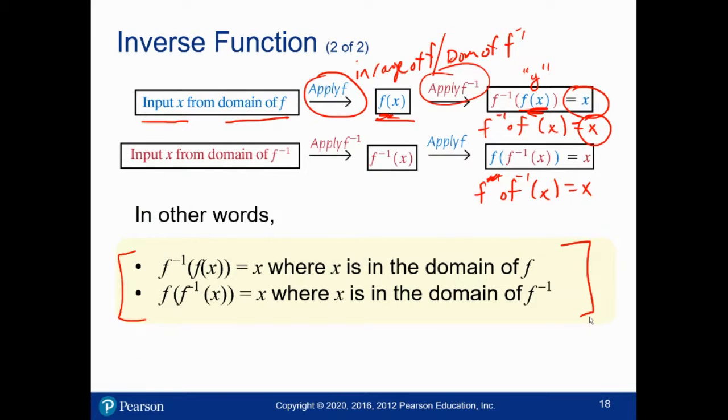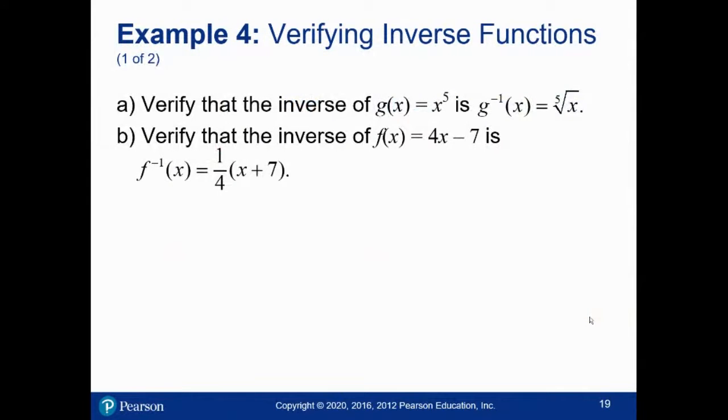Nothing happens. So let's do an example and verify that some things are inverse functions. In other words, compute g of g inverse and also compute g inverse of g, and what you should get is just x. And do the same thing for f in part B. So compute the compositions and see that you just get out an x.